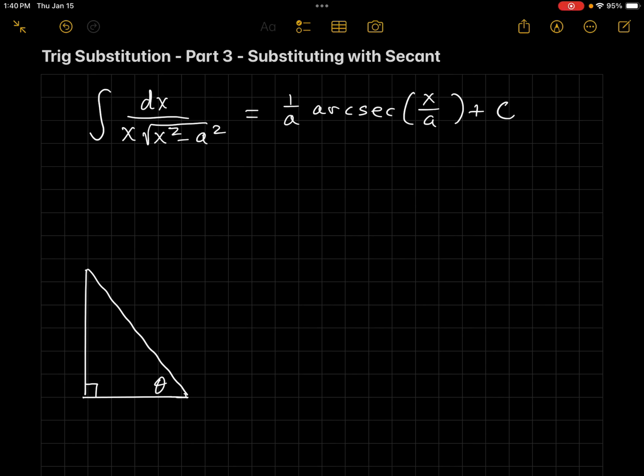Trig Substitution Part 3, Substituting with Secant. The integral of dx over x times the square root of x squared minus a squared is 1 over a arcsecant of x over a. Let's take a look at integrals that are similar to arcsecant.